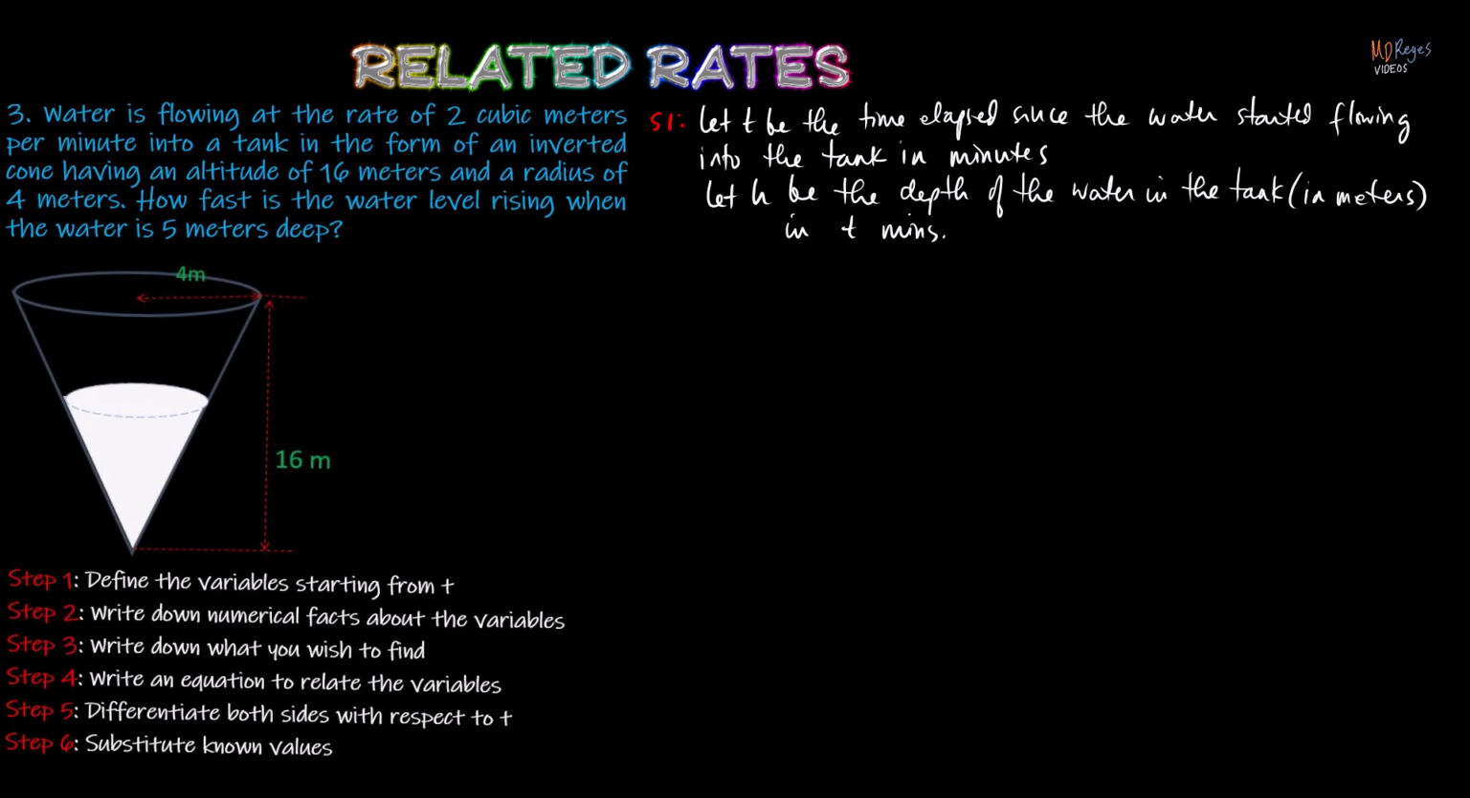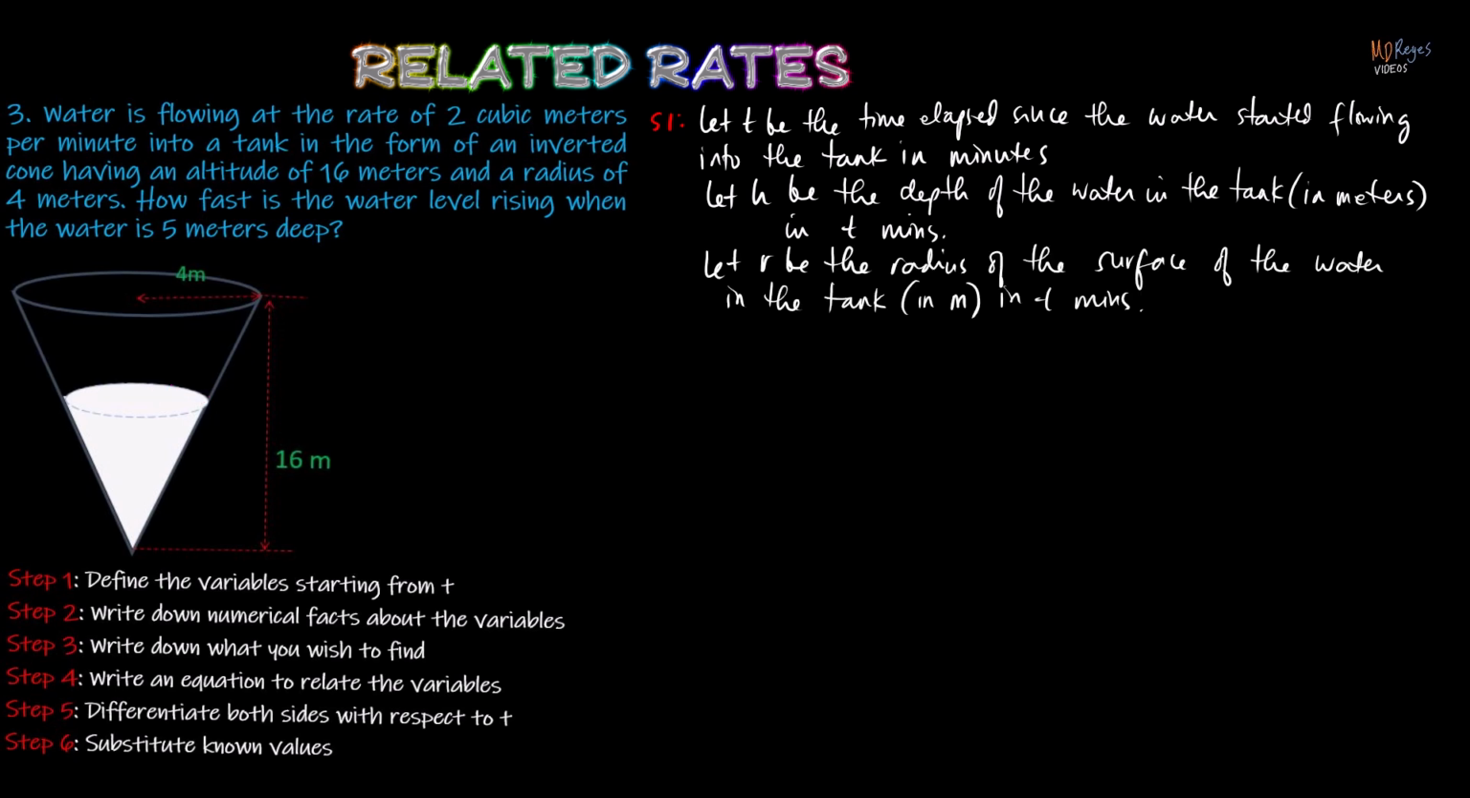What else changes? Because the water is liquid, it follows the form of the tank. So as the water rises, its base radius also changes. So this has a base radius r, and it changes as the water level rises. That's another variable r that we need to define. Let r be the radius of the surface of the water in the tank, in meters also, to be consistent, in t minutes.